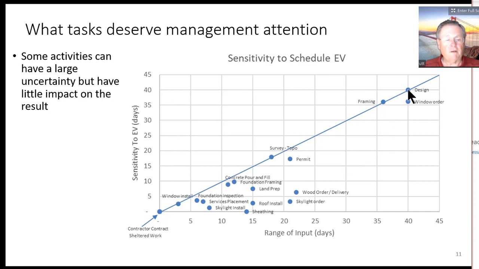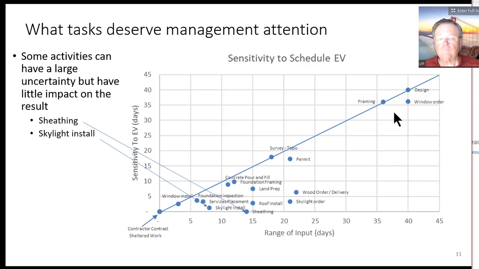Since the design has a 40-day differential, and it changes the EV by 40 days, it's always going to be on the critical path. Any change in design will be 1-to-1 on the EV schedule. However, there's some that have very little impact. We can see that lighting, skylight install, and the sheathing have little impact on the EV. So this is another way of looking at the sensitivity.